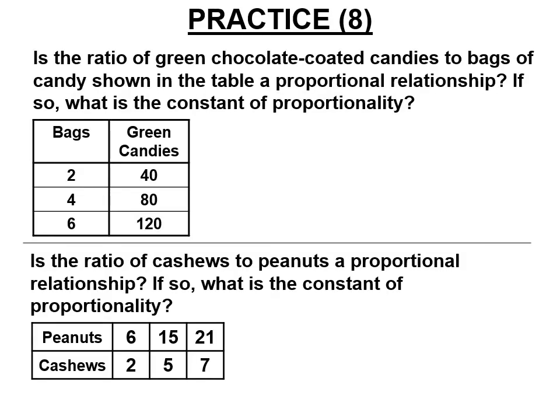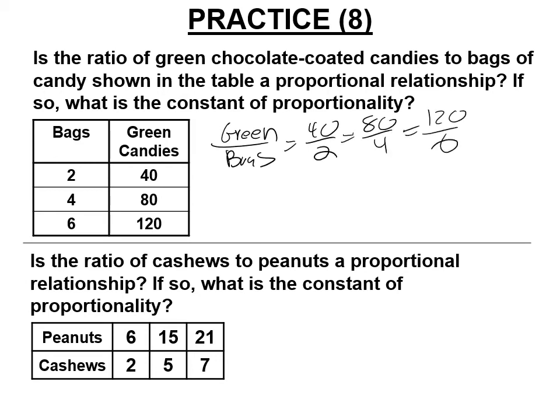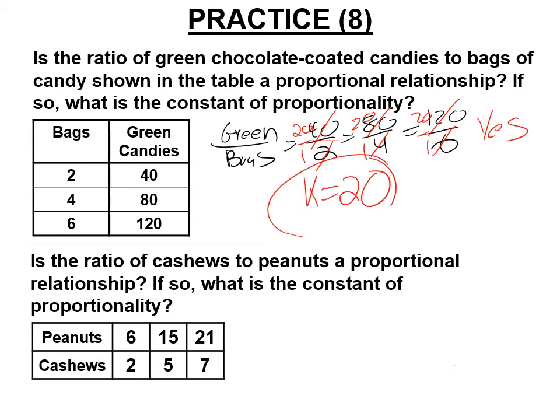So practice with these. So we have green candies to bags. We have 40 to 2, 80 to 4, 120 to 6. That simplifies to 20. That simplifies to 20. And that simplifies to 20. So yes, they're proportional, and K is 20. There are 20 green candies in one bag, right? It's 20 green per bag.